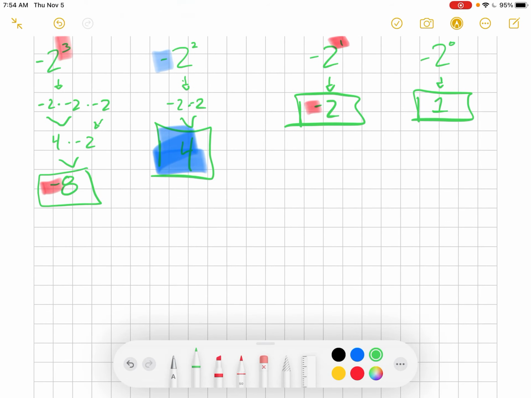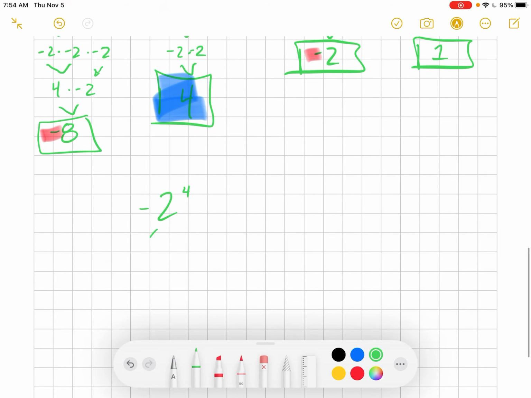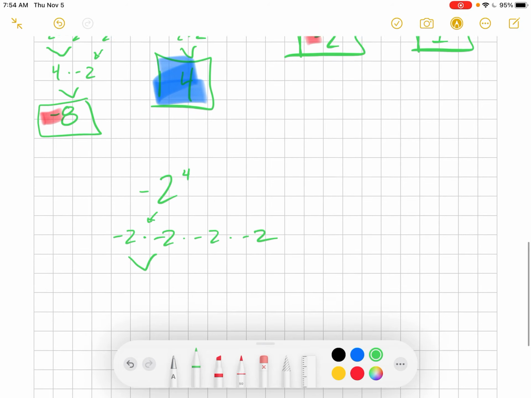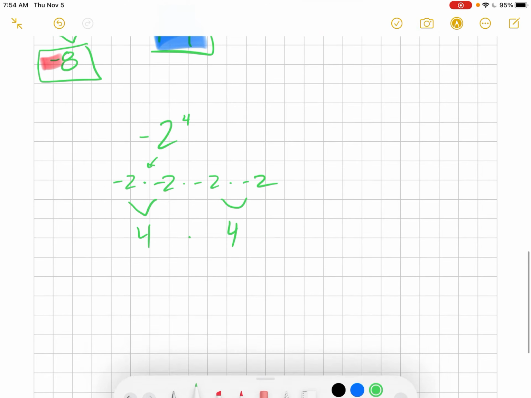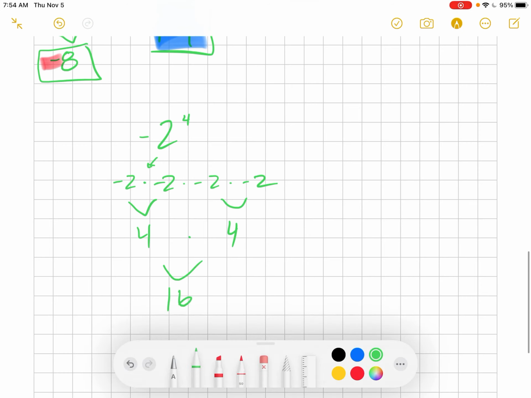So let's test it again. Let's try negative 2 to the fourth. Negative 2 times negative 2 times negative 2 times negative 2. Negative times a negative is a positive. And a negative times a negative is a positive. So we've got 4 times 4, which is 16. So again, okay, this even numbered exponent, even though it had a negative base, made a positive answer.